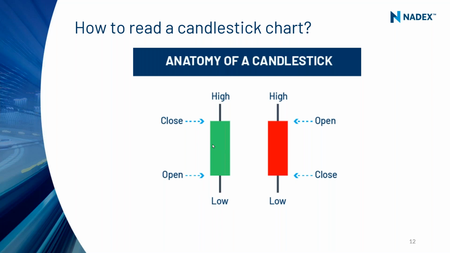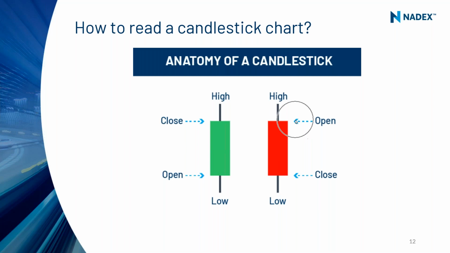Now, the body of a candle, the bottom of it tells you where in this time frame the price of the asset was when it opened. And the top is where it closed. Now, the reason I say the bottom is the open and the top is the close is that's because it's a green candle. If it's a green candle, it means it closed higher than where it opened. A red candle is the exact opposite. If it's red, it closed lower than where it opened.